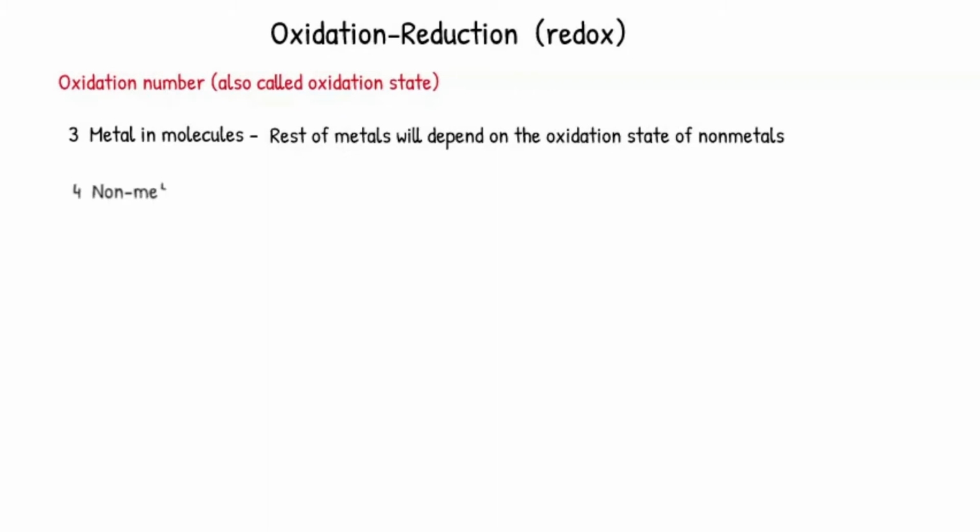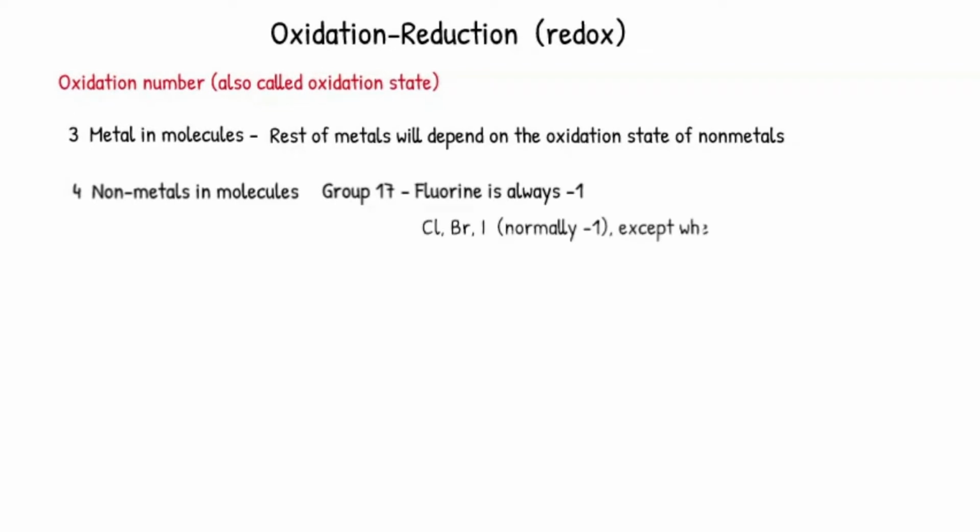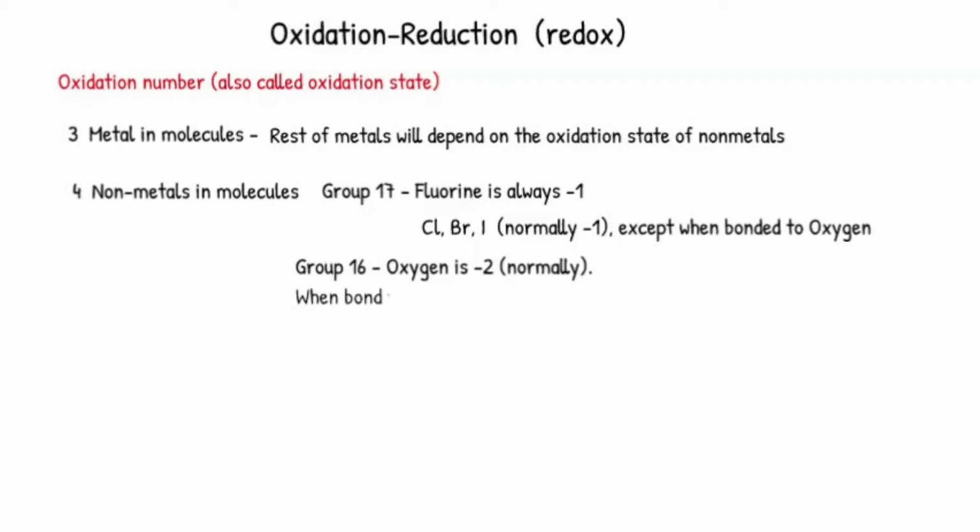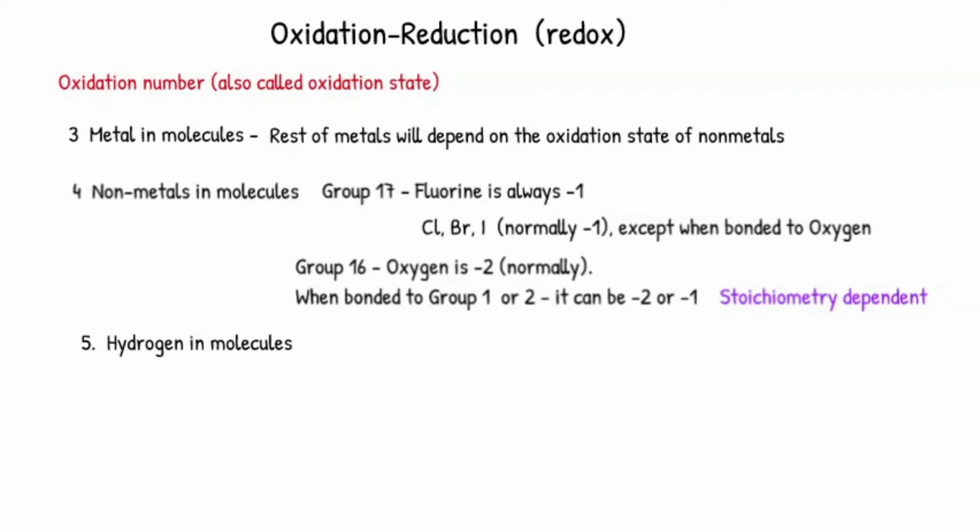Number 4, the nonmetals in molecules. Group 17, fluorine is always -1. Chlorine, bromine, iodine are normally -1 except when bonded to oxygen. Group 16, oxygen is -2 normally. When bonded to group 1 or group 2, it can be -2 or -1, and this will depend on the stoichiometry. Number 5, hydrogen in molecules. Hydrogen is +1 with nonmetals and -1 with metals.